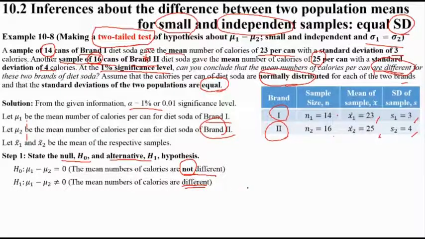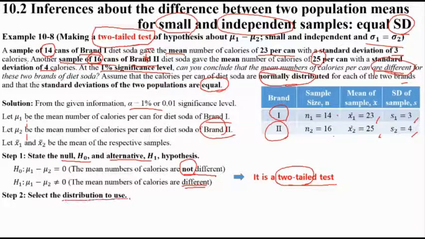All right. This one, what kind of test? Two-tail test. All right. And the second step, what kind of distribution are we going to use? So already mentioned here. One more time.